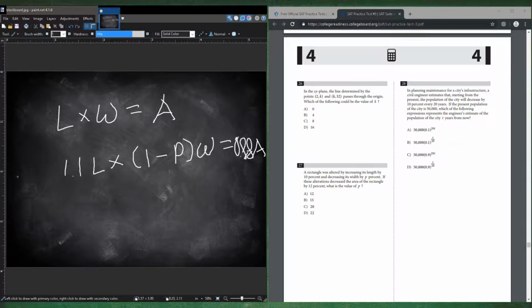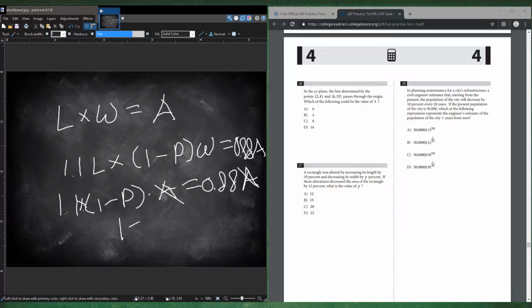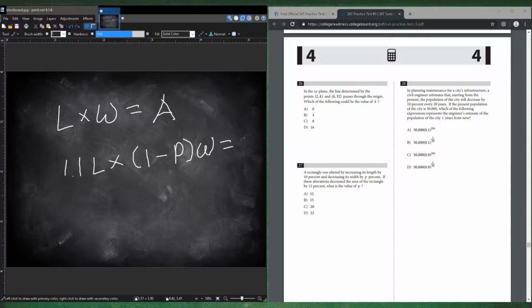So now you have 1.1 times 1 minus p times L and W, which is equal to A, is equal to 0.88A. Now you just divide by A from both sides, so these are out. So 1.1 times 1 minus p is 0.88. So 0.88 divided by 1.1 is 0.8. So 1 minus p is 0.8. So p is 0.2. So you decrease it by 20%. So the answer is C. Pretty basic question. It just has to deal with percentages and proportions, kind of.